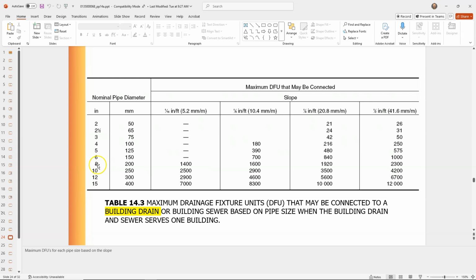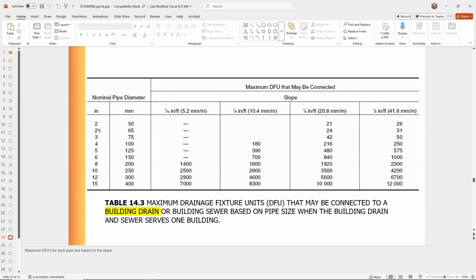So if we take an 8-inch building drain and we come across and look at this, you can see that at 1/16 of an inch per foot, we can connect up to 1,400 drainage fixture units to that. At 1/8 of an inch, 1,600, at 1/4, 1,920, and at 1/2, 2,300 drainage fixture units.